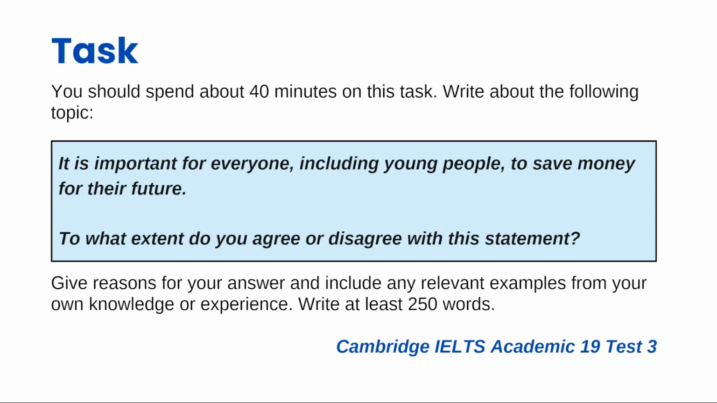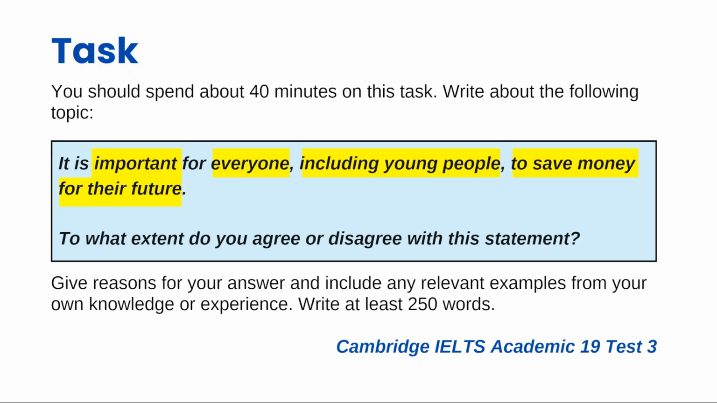Let's look at this task in more detail. So it starts off, it is important for everyone to save money for their future. It's about saving money. It's important to save money, not just for now, but for their future. Who's it about? Well, it talks about young people, including young people, but really IELTS wants you to talk about everyone. Everyone, including young people.